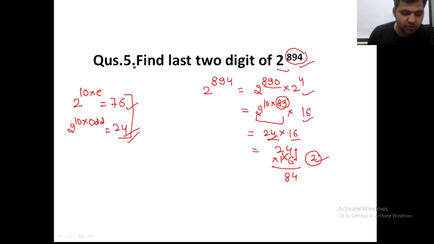Just remember these two rules, guys. We have done two rules till now. 2 raised to power 10 into even will give you the last two digits as 76, and 2 raised to power 10 into odd will give you the last two digits as 24. If you ever get confused, just remember 2 power 10 is 1024, and the last two digits are 24. This is 10 into 1, and 1 is odd. So in case of odd, the last two digits are 24, and in case it is even, the last two digits would be 76.